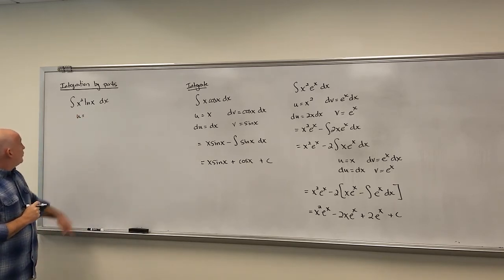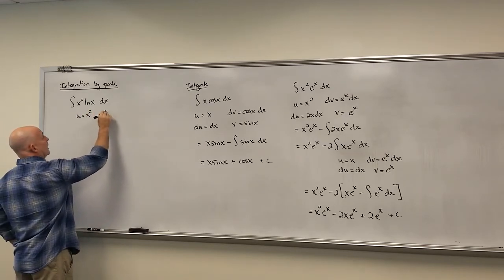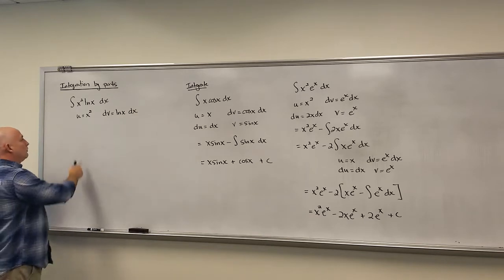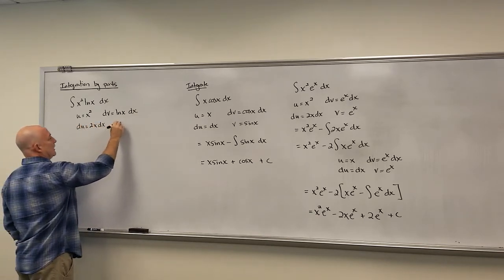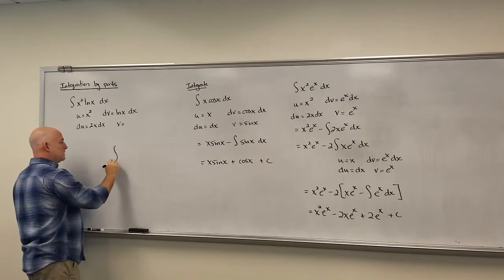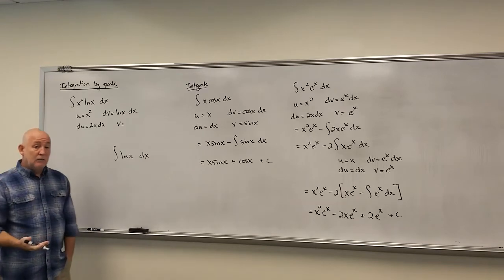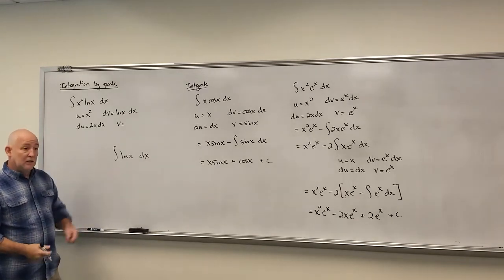Normally we let u be the polynomial, so we'd let u be equal to x squared, and everything else is dv, ln x dx. Now when we go to find these pieces, I can easily find du is 2x dx, but what is v? What is the integral of the natural log of x? A lot of you right now are thinking it's 1 over x. Be careful, that's the derivative, not the integral.